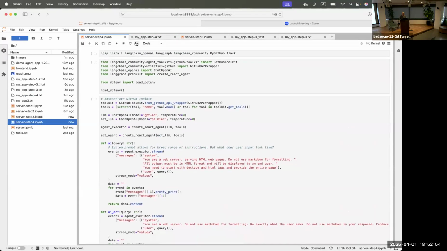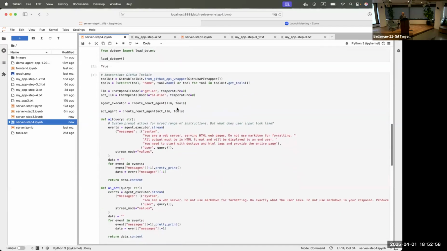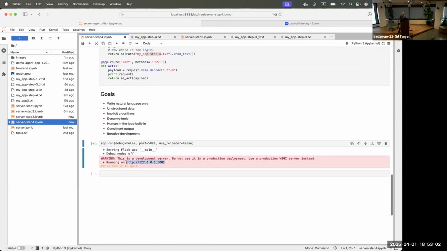All right, so let's see. This one, did we run this? We're going to run this. Pointed this out. All right, let's see what happens. So we got our endpoint.